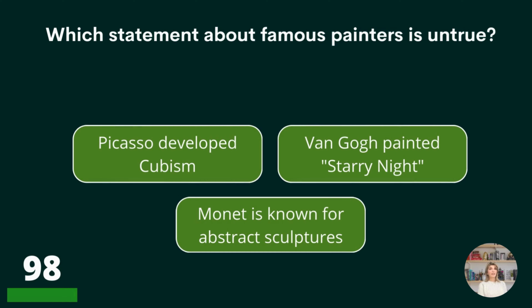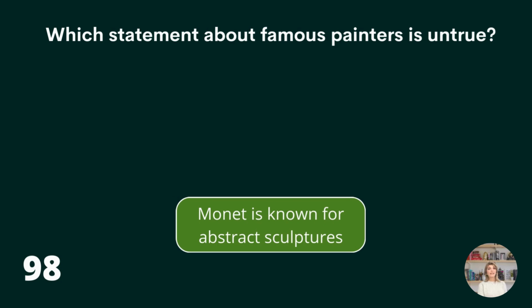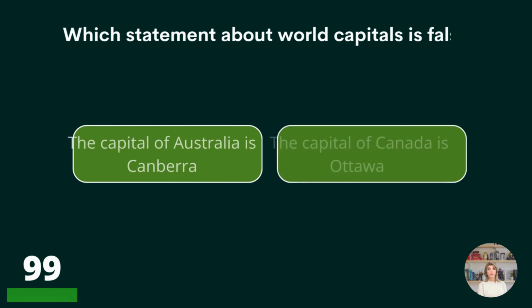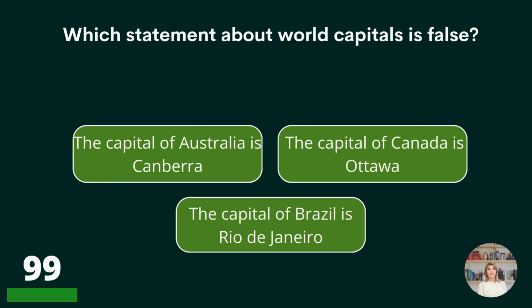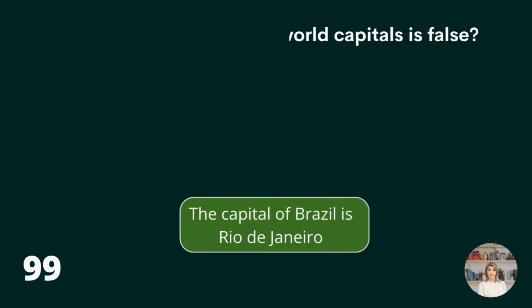Which statement about famous painters is untrue? Picasso developed Cubism, Van Gogh painted Starry Night, or Monet is known for abstract sculptures. Monet is known for abstract sculptures. Which statement about world capitals is false? The capital of Australia is Canberra, the capital of Canada is Ottawa, or the capital of Brazil is Rio de Janeiro. The capital of Brazil is Rio de Janeiro is false.